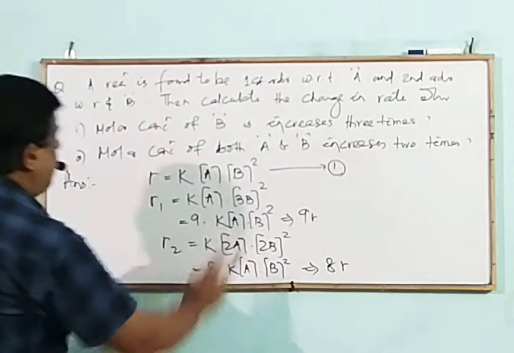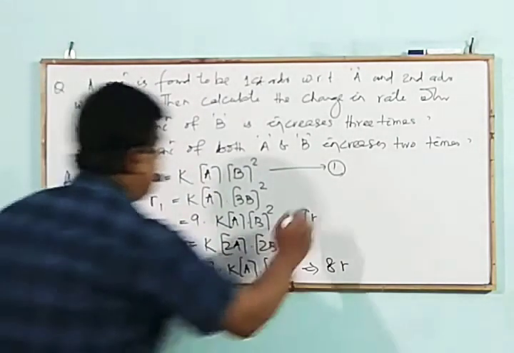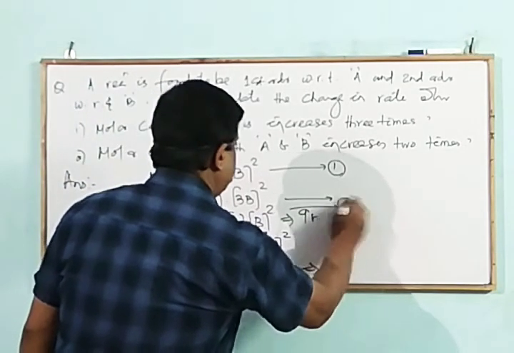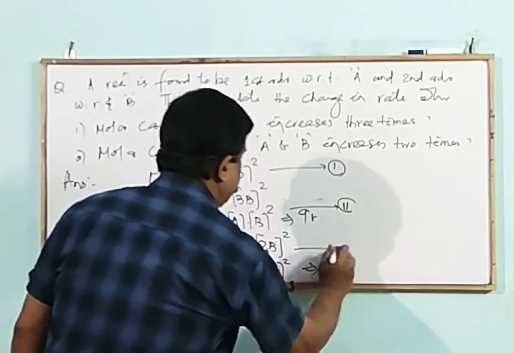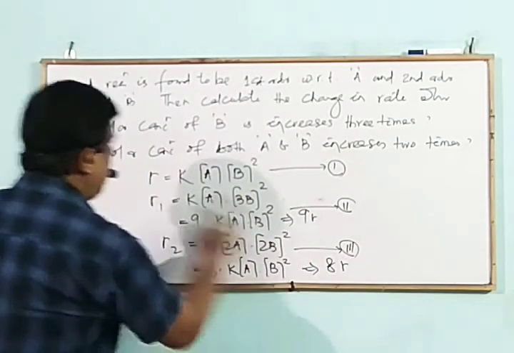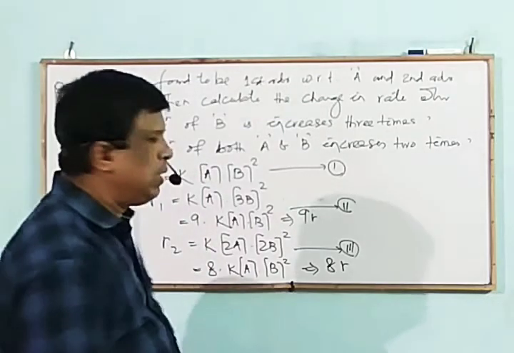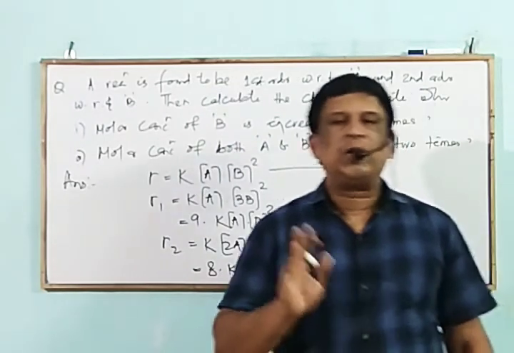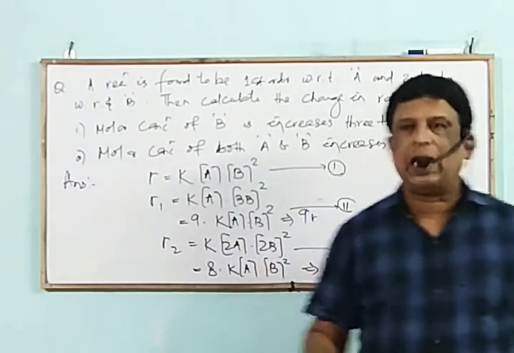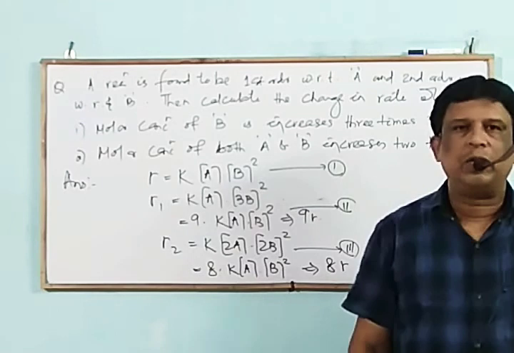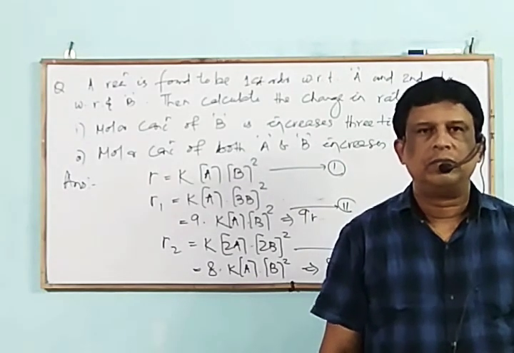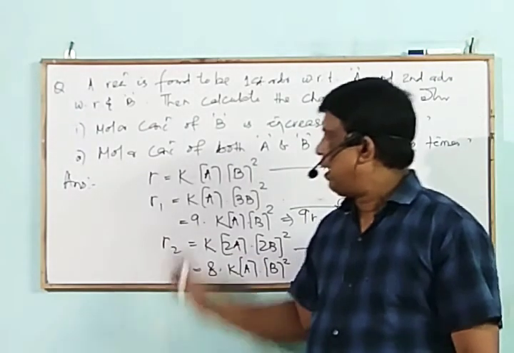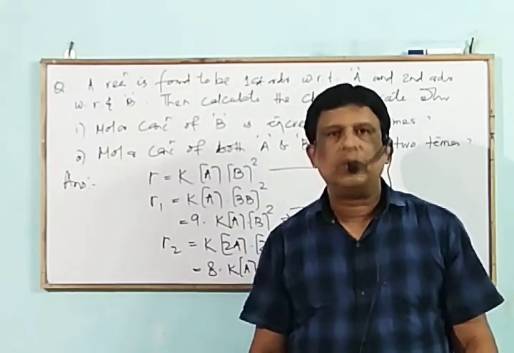So if we make a comparison between this first one, the second one, and the third one, with equation 1 and equation 2, it is clear that if the molar concentration of both A and B increases 2 times, the rate increases 8 times.